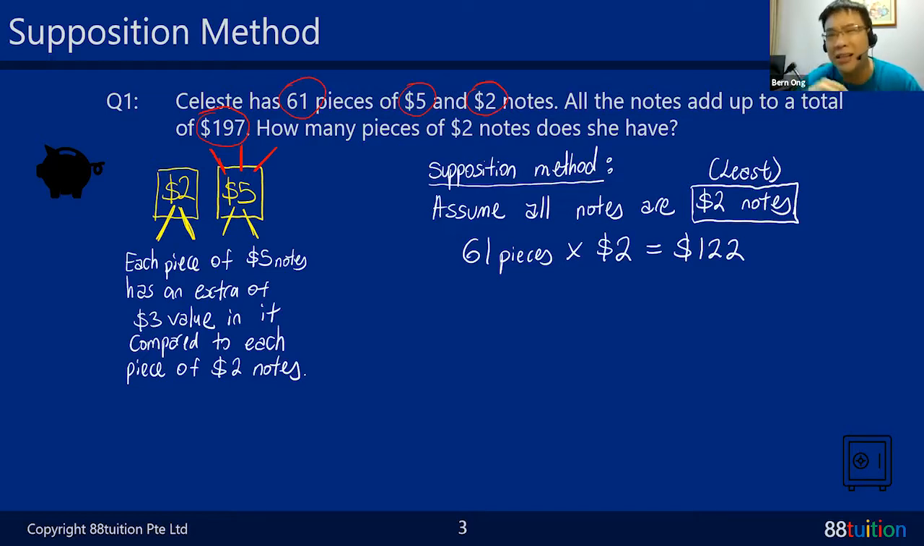So this one is related to chicken and goat. You just change the $2 notes to what? Chicken. There isn't an animal that has five legs. All right, so anyway, you assume that all 61 pieces are $2 notes. So you are supposed to have $122.